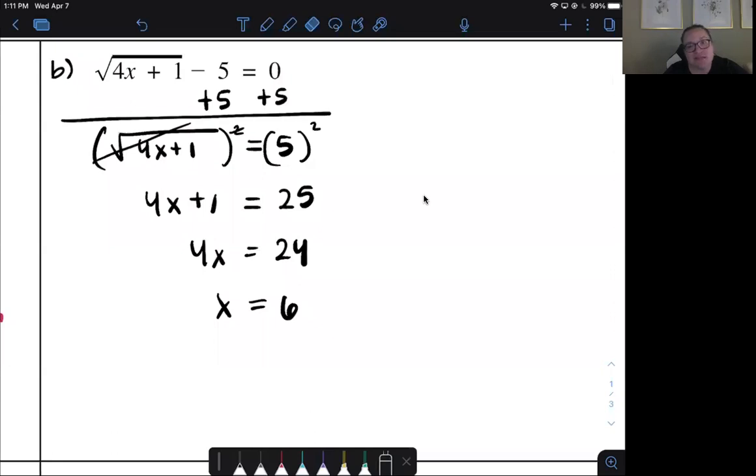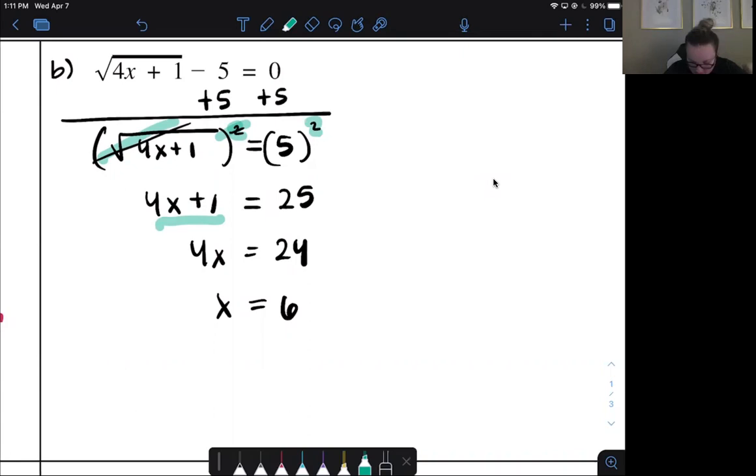All right, so the first thing I did was add 5 to both sides because that negative 5 is outside of the radical. I need to isolate the radical and moved it to the other side by adding it. Then I squared both sides because squaring cancels the square root. That left me with 4x plus 1 is equal to 25. I subtracted 1 from both sides. I divided by 4. I got x equals 6.